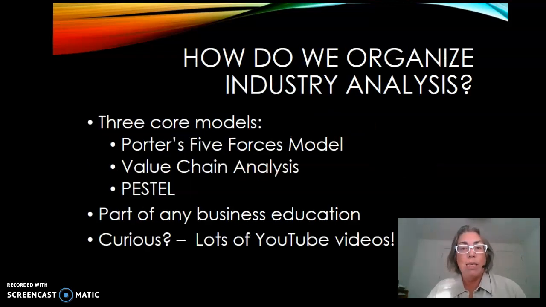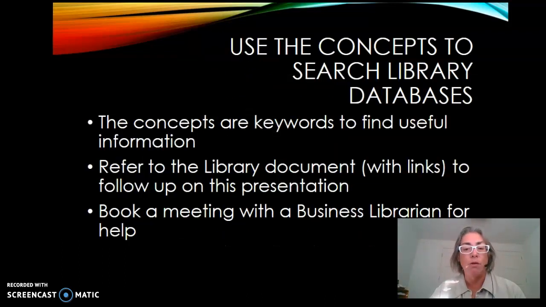So how do we organize industry analysis normally? There are three core models that we use in strategic management and strategic analysis, and that's Porter's 5 Forces model, the value chain analysis, and PESTLE, or sometimes called PEST. It's part of any business education, and if you're curious about these concepts, you can just check some YouTube videos. There's lots of them, and they're great. So we use these concepts to search the library databases, and the concepts provide us with keywords that are useful to find information.